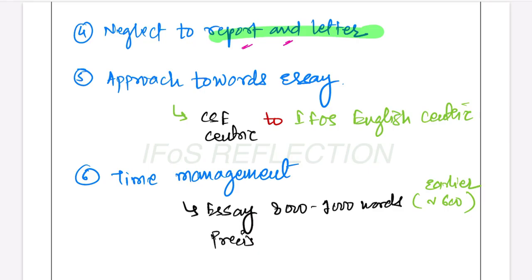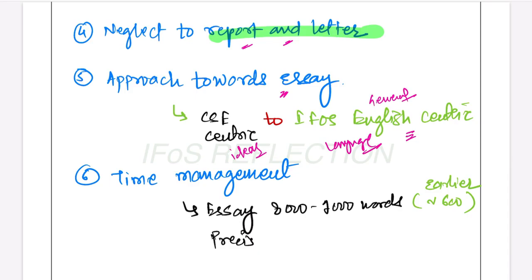Thirdly, approach towards the essay. I have seen people approach this essay in a CSE-centric manner where ideas are the focus. Here, it is the IFoS English paper, and here again the English is general English. So here the focus must be on language, not the ideas. This shift is very necessary, and this shift can only be done if you are conscious about it.